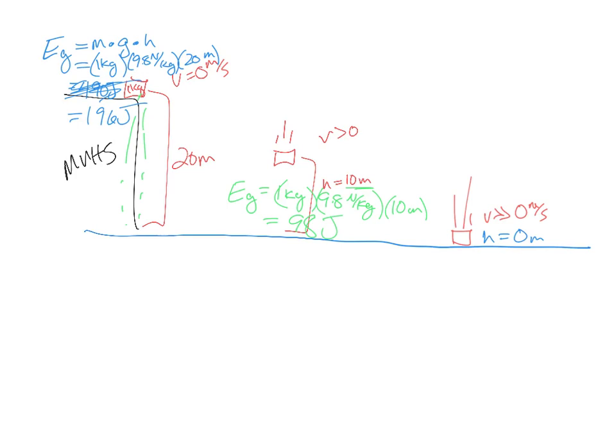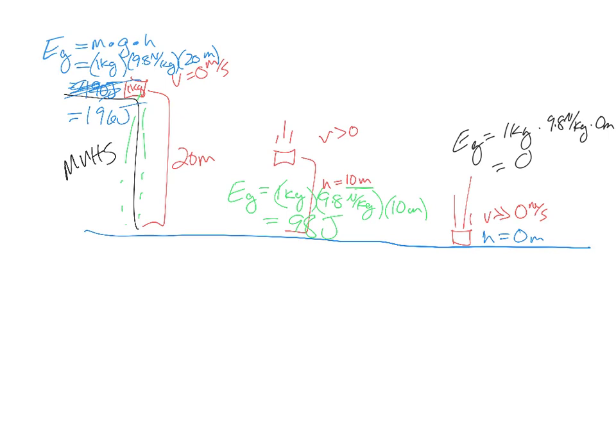Okay, so to recap, at the very beginning, we have 196 joules of gravitational energy stored in the gravitational field between the box and the Earth. In the middle, we only have 98 joules of energy because we have half the height, so we have half the energy. At the end, our gravitational energy is 1 kilogram times 9.8 newtons per kilogram times 0, which is 0. So none of the energy exists gravitationally.